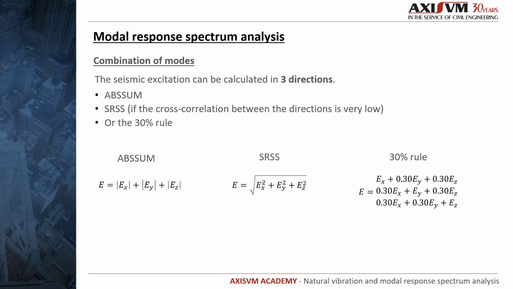The seismic excitation can be calculated in three directions. The combination of the different directions can be done with the absolute sum, the SRSS, or the 30% rule. The absolute sum method is too conservative. The SRSS can be used if the cross-correlation between the directions is very low. The 30% rule is proposed by many seismic codes and proved to provide reliable results.